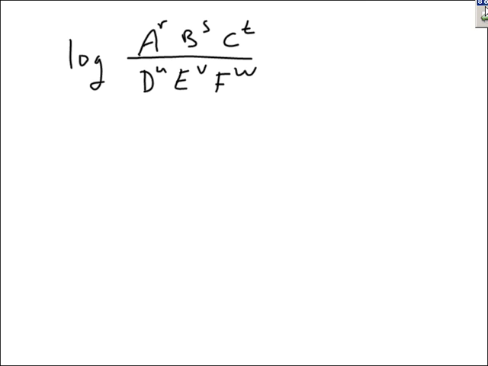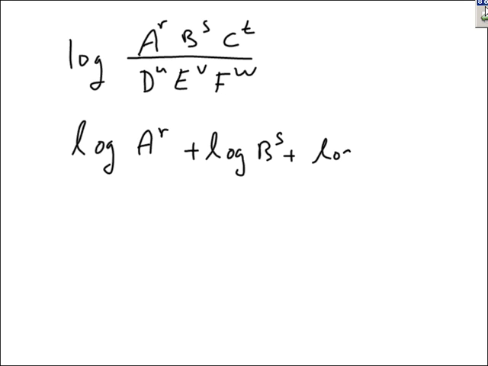If you have the log of A to the R, B to the S, C to the T, over D to the U, E to the V, and F to the W. Log of that. Well, it's log of A to the R plus log of B to the S plus log of C to the T. The A to the R, the B to the S, the C to the T, they were all on the top.